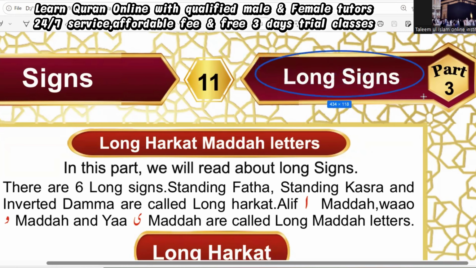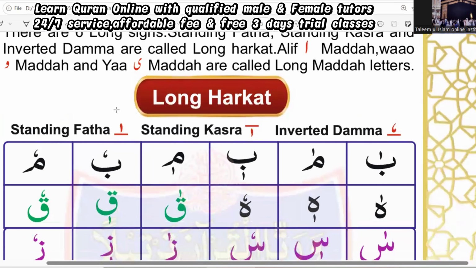We are learning the long signs, and we have learned the first three long signs, which are called the long harakat. The long harakat are standing fatha, standing kasra and inverted dhamma. Today we are going to learn about the next three long signs.